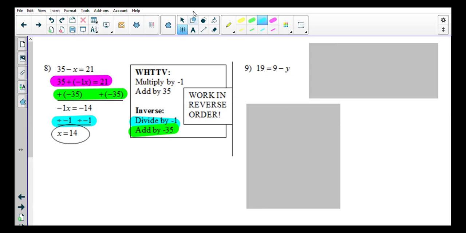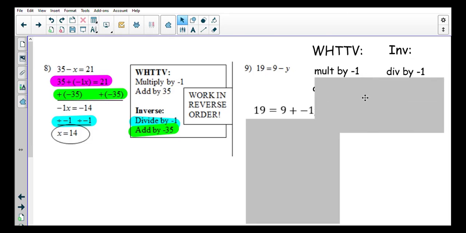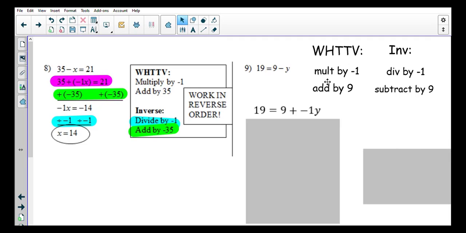I would start by rewriting this thing as 19 equals 9 plus negative 1y. So the first thing that's happening to the variable is that, let me just move this box out of the way, we're multiplying by negative 1, then we're adding by 9. So the inverse of multiplying by negative 1 is to divide by negative 1. The inverse of adding by 9 is to subtract by 9. Remember, we want to work in reverse order here. So the first thing we want to do to find our solution is subtract by 9 on both sides.